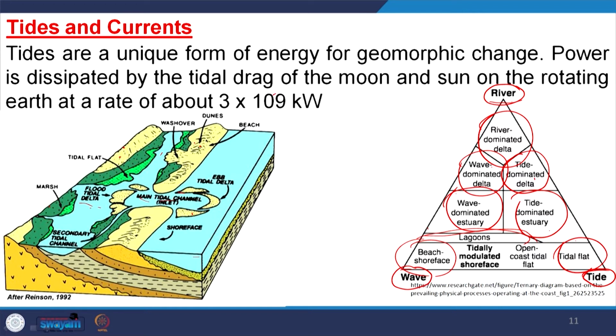If it is towards the land, river will be more dominant. If it is towards the sea, wave will be more dominant. In between, tide, waves and rivers will be equally or reciprocally dominant. Okay. So, that means coastal geomorphology is a combination of many of these processes acting together.